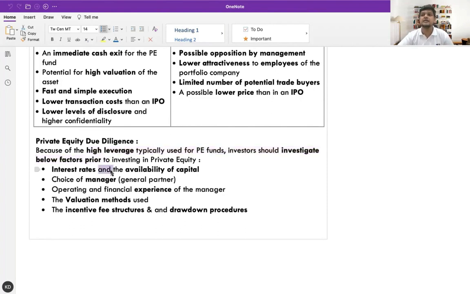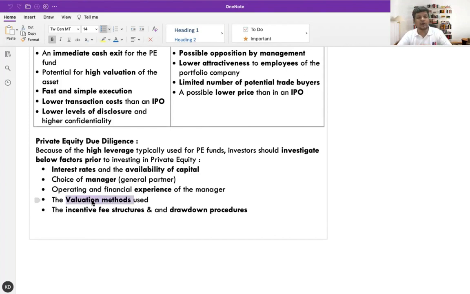Now, the factors is, because of the leverage, in case of LBOs, you have to understand the interest rates, whether the interest rates will increase or not, whether there's enough capital available at crucial times or not. Otherwise, the LBO will fail, right? The manager, how good is the general partner? How has been his or her performance in the past, right? And the operating and financial experience of the manager, that also matters. Not only the credibility, but how well they are expertise. The valuation methods, which we are going to study, that how is the PE valued?